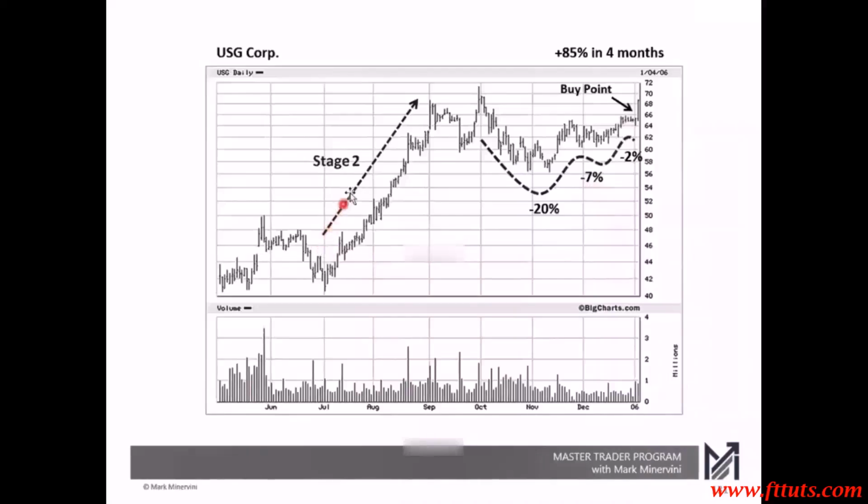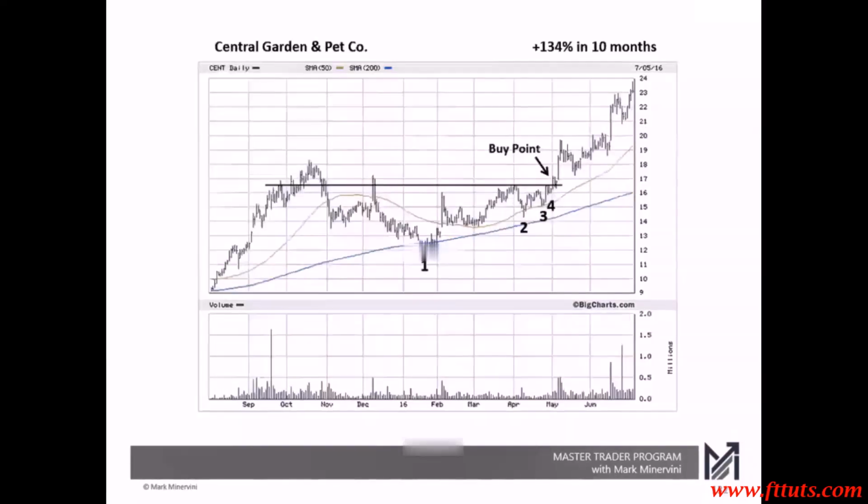And again, like I said before, everything builds on the previous. So you see, we're already in a stage 2 uptrend. Now we're in the stage 2 uptrend, and now we're looking for the volatility contraction. Let's take a look at another one here.